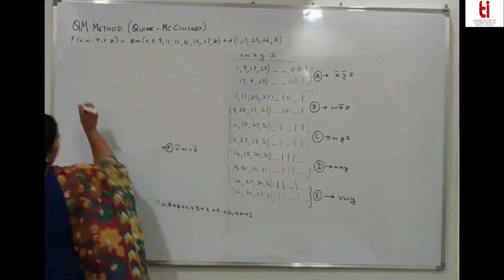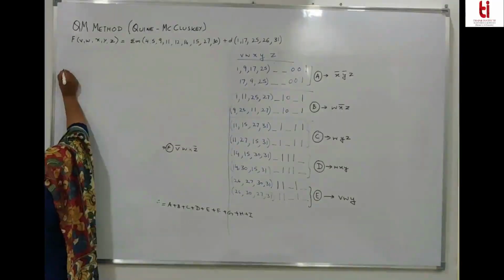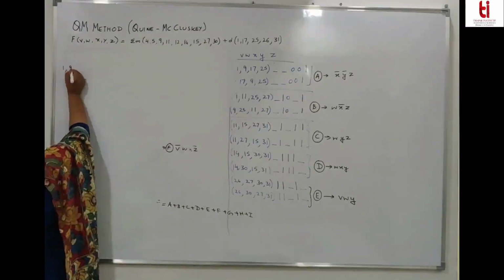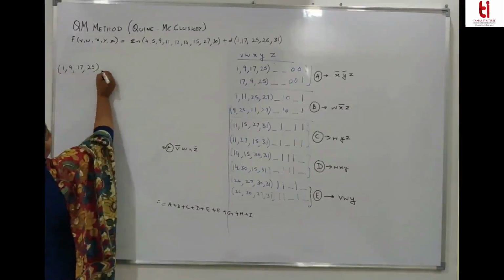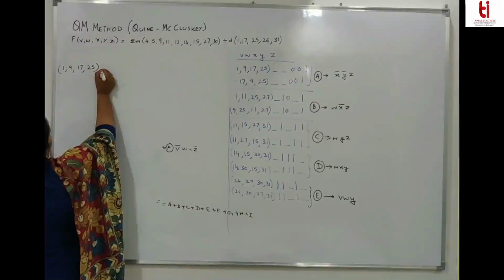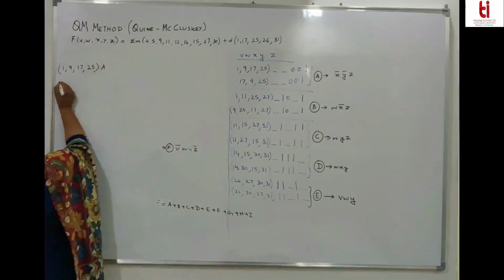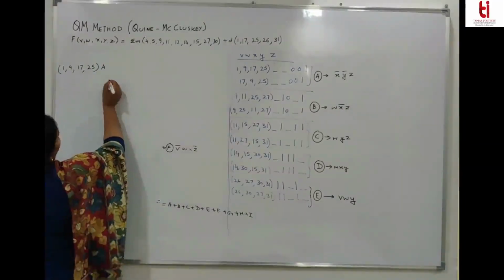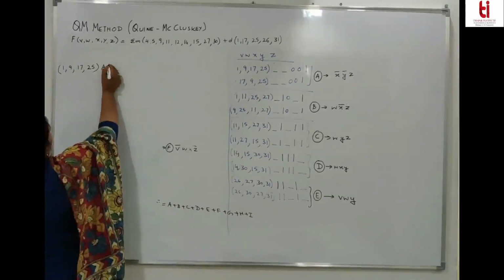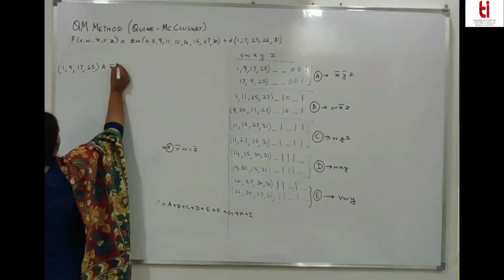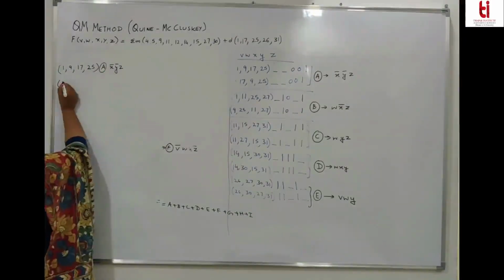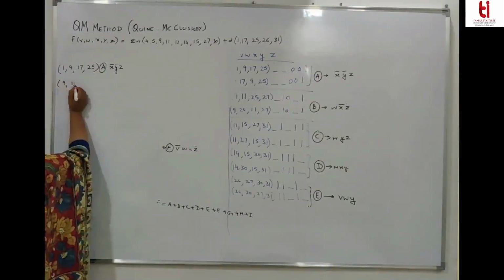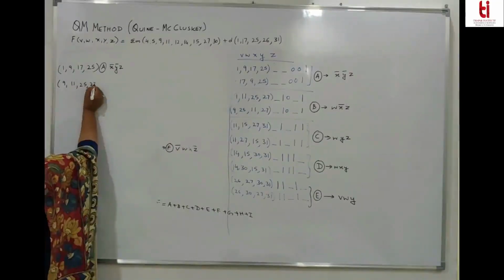We'll have the terms A. It is 1, 9, 17, 25. All the selected terms. This is A. It is X bar, Y bar, Z. Then B. What is B? 9, 11, 25, 27.